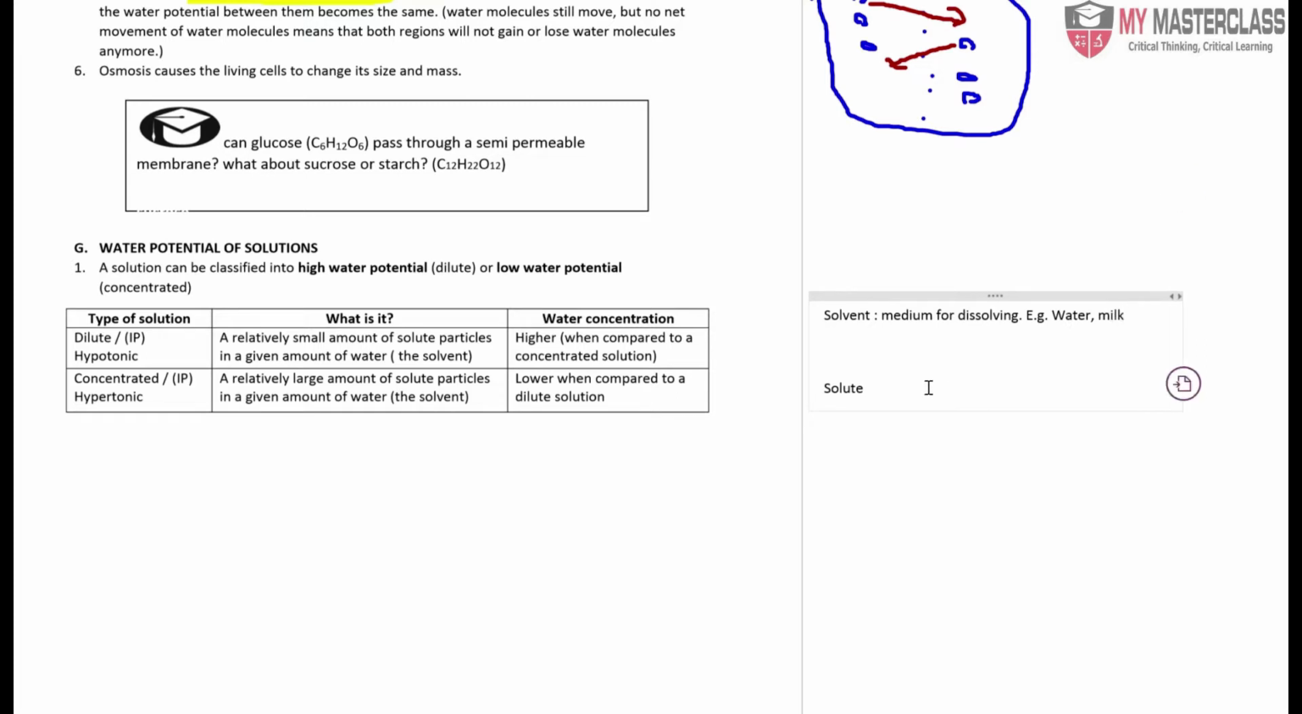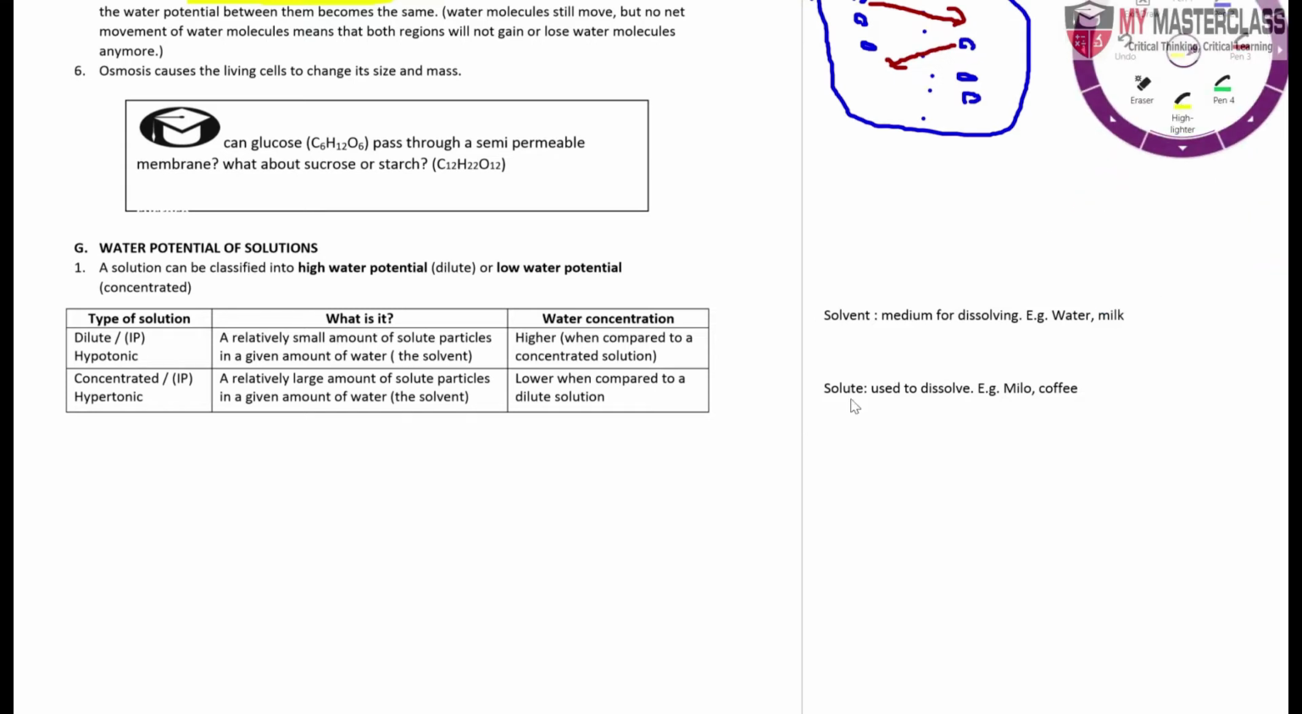The solute will be the substances that are used to dissolve. For example, I will have things like my Milo that is going to dissolve in the milk or water. I will have my coffee powder, etc. So let's say my solute concentration is high, which means I have got a lot of Milo powder. Let me repeat. If my solute concentration is high, so I have got a lot of Milo in my water, it means I have got a high concentration of solute.